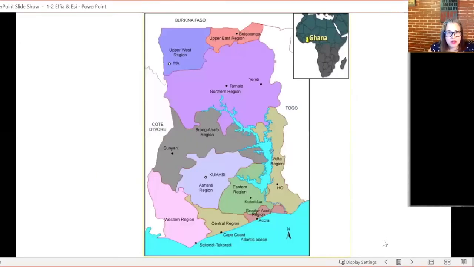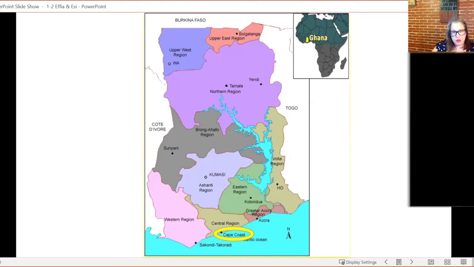So I'm starting with this map of Ghana just to locate us. You have the larger map of Africa in the upper right corner there, and you can see Ghana's on the western coast of Africa, just as the continent is curving in. We have the Cape Coast here highlighted with this yellow circle. That's one of the key places that we hear about in these first two chapters, the Cape Coast Castle. It's right there, in the middle of the coast of Ghana.